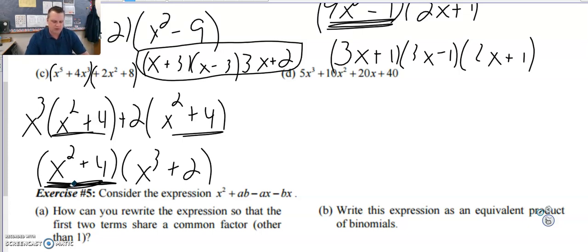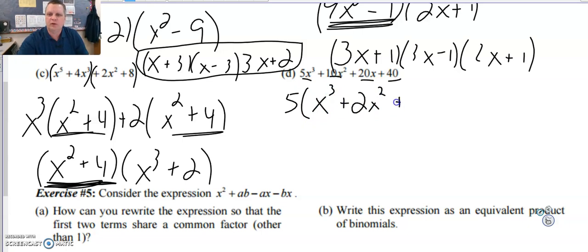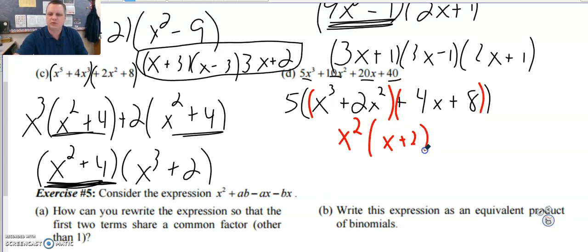All right, now the next one, if you look at your terms, okay, here we can finally take out a GCF. So we take out a 5, you're left with an x cubed plus 2x squared plus 4x plus 8. Okay, so always check for that GCF. And then you group the first two, group the second two. I could take out an x squared. I'm left with an x plus 2.